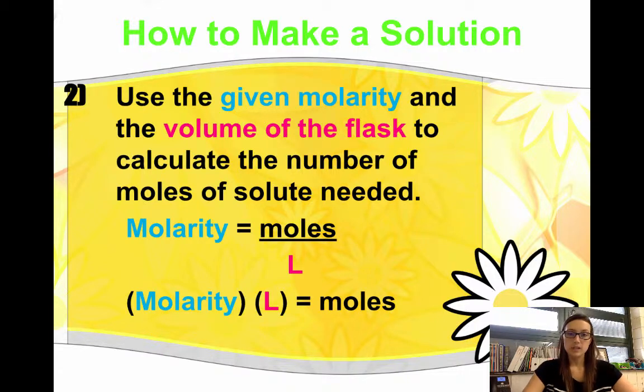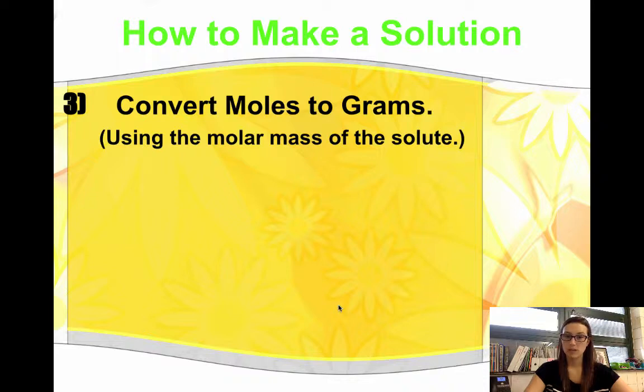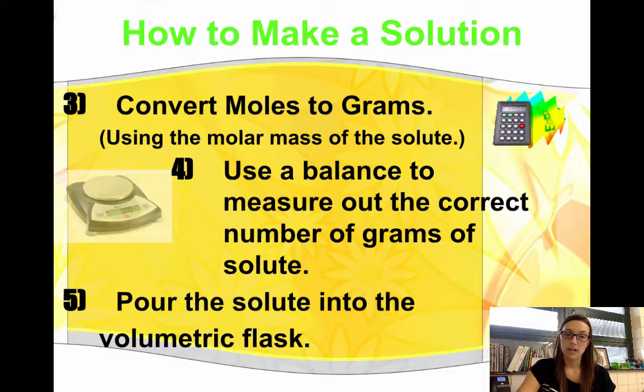So then the next step is you're going to use the given molarity and the volume of the flask to figure out how many moles of solute you need. So the whole point of making this solution is to figure out how much solute you have to measure out and dissolve. So you're going to use your molarity, and that equals moles over liters, and then you're going to solve for moles. Now once you solve for moles, you have to convert moles to grams using the molar mass of the solute. The reason that you need to go to grams is because in the lab we have to use an electronic scale or a balance, and that only measures in grams. So once you convert moles to grams, you're going to actually measure out that mass of solid.